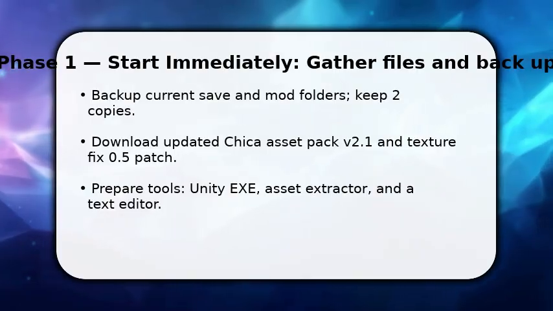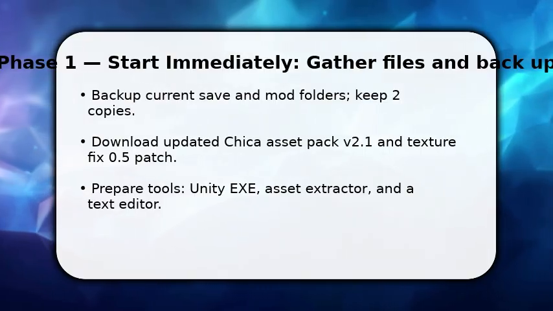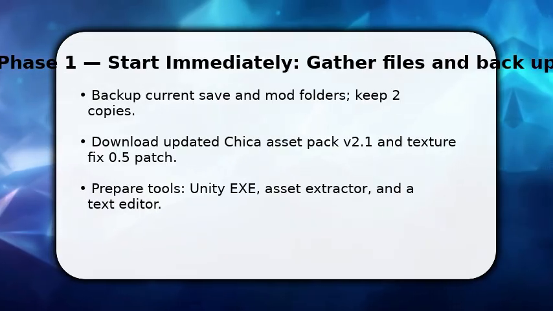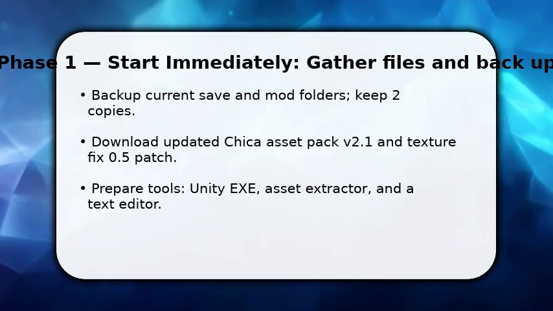You begin by securing what matters. Copy your save and mod folders now and label them. Once done, download the updated Chica Asset Pack V2.1 and the 0.5 texture patch so you have consistent sources.